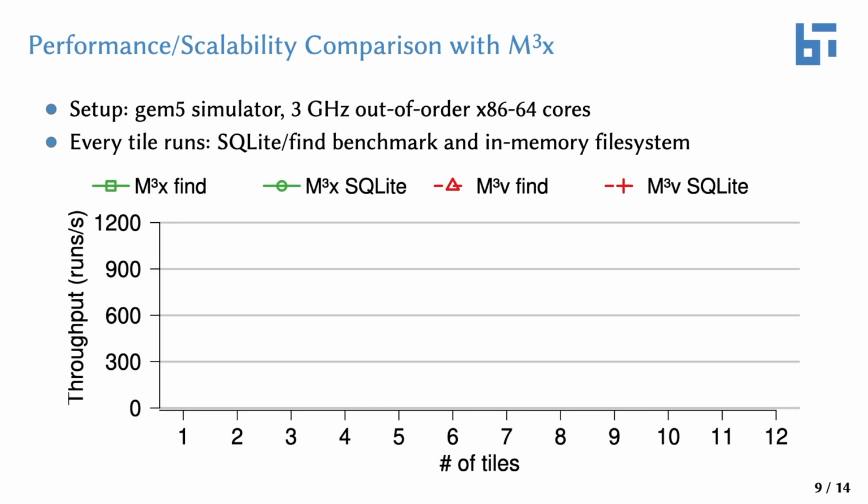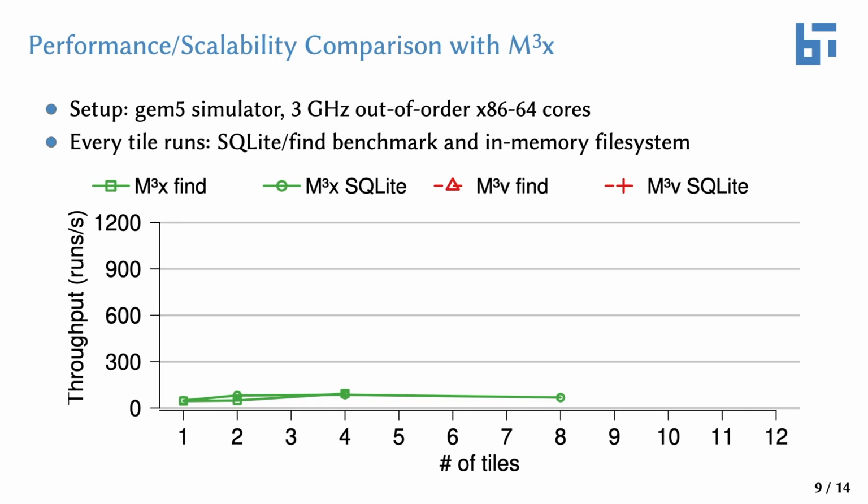On the y-axis, you can see the overall throughput in terms of runs per second, so the number of runs of this benchmark that we can do per second. And let me start with the numbers for M³x. So you can see here that the scalability of M³x is rather poor, and the reason for that is that there is a single operating system tile that is responsible for all context switches on all other tiles in the system, and this, as you might imagine, doesn't scale that well.